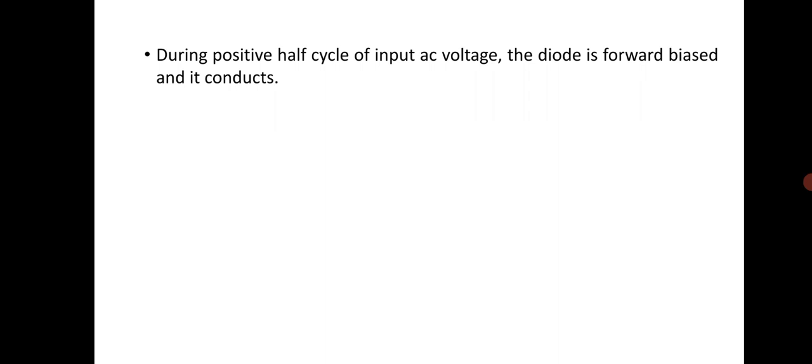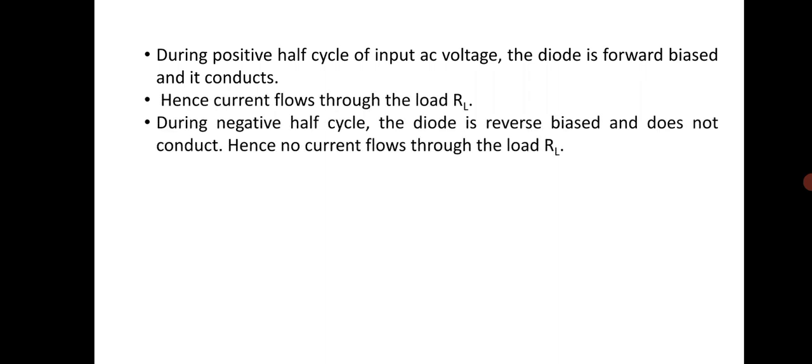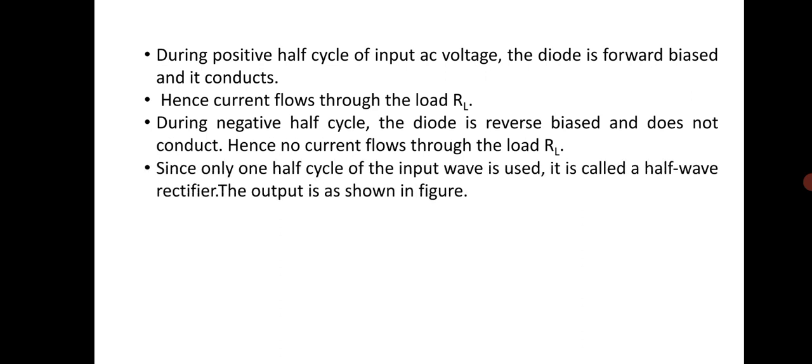So during the positive half cycle of the input AC, I told you that the diode is forward biased and it conducts. Hence the current flows through the load resistor RL. But during the negative half cycle, the diode is reverse biased and it does not conduct. So there will be no current flowing through the load resistance RL.